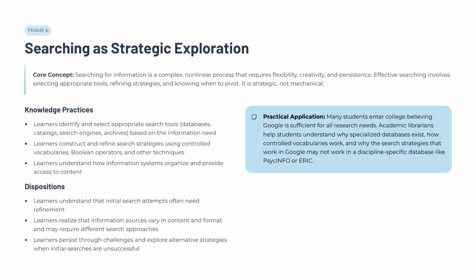It's strategic, not mechanical. Knowledge practices include identifying and selecting appropriate search tools, databases, catalogs, search engines, archives, based on what you actually need. Constructing and refining search strategies using controlled vocabularies, Boolean operators, and other techniques. And understanding how information systems are organized, because the way a database structures information affects what you can find and how. Dispositions include understanding that your first search is almost never your best search.